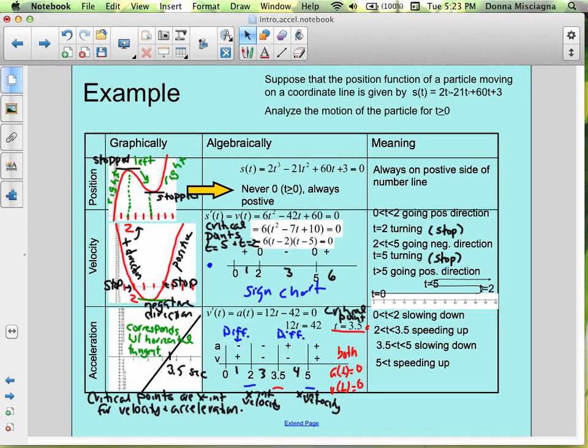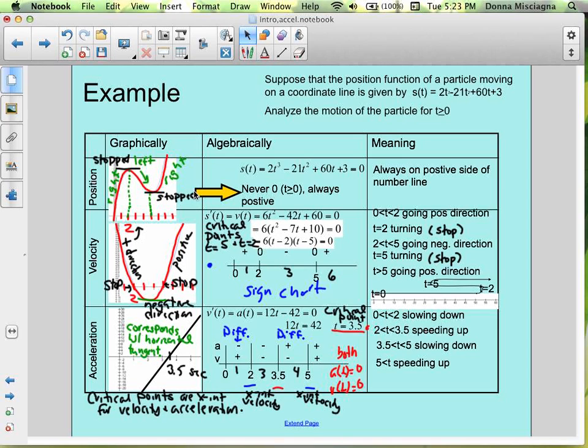So the values for the function are never 0. There are no x-intercepts for this function that are greater than or equal to 0. It looks like we have one that is less than 0. This is a cubic function, so it has to cross the x-axis because the domain is negative infinity to infinity. So we do have an x-intercept for the function. However, that is to the left of 0, and that has no meaning. So our function is never 0.